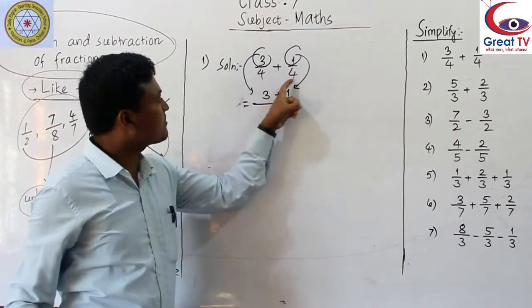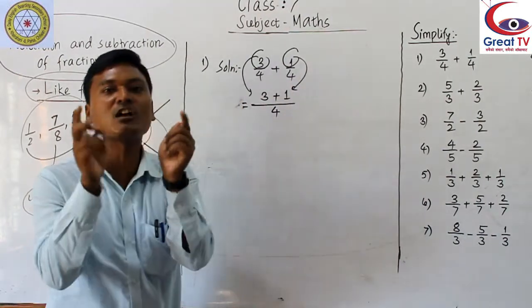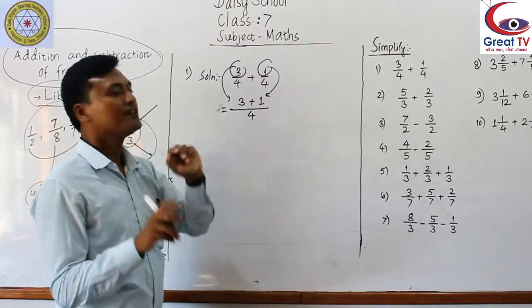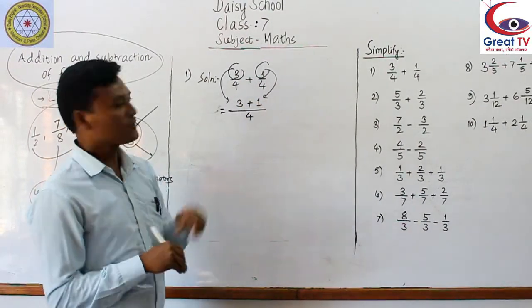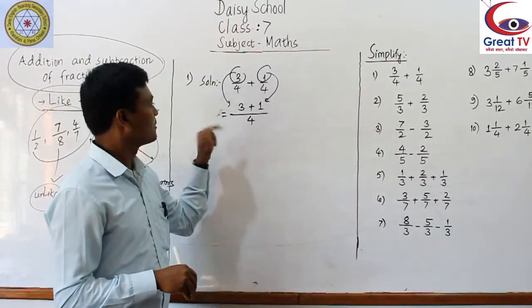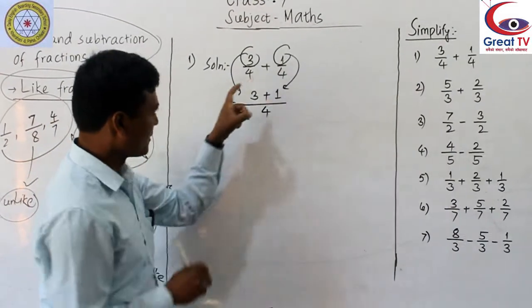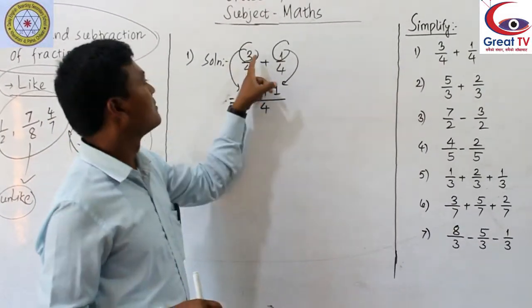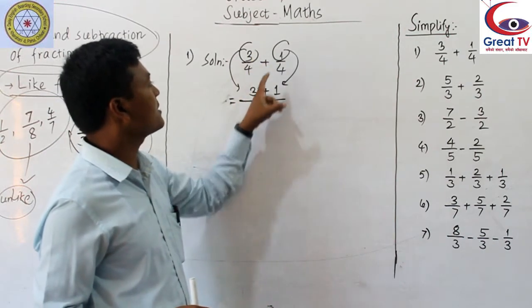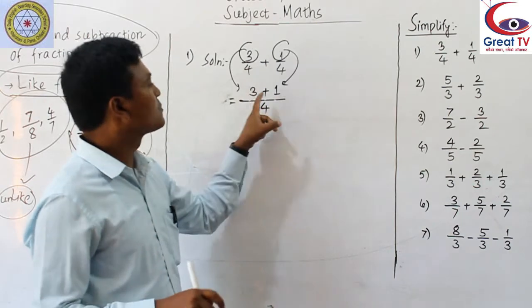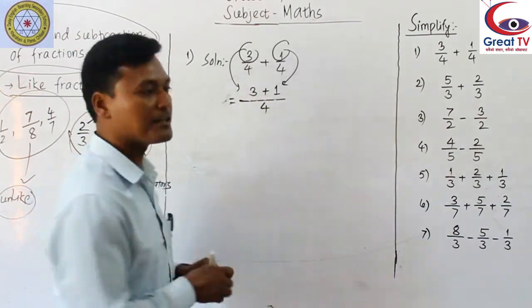If the denominators are the same, just write a single denominator. Then simplify the numerators. Go this way if the denominators are the same. Suppose we have 3 by 4 plus 1 by 4: just write 3 here, plus 1 here. If you have a minus sign also, do that minus sign and follow the same idea.